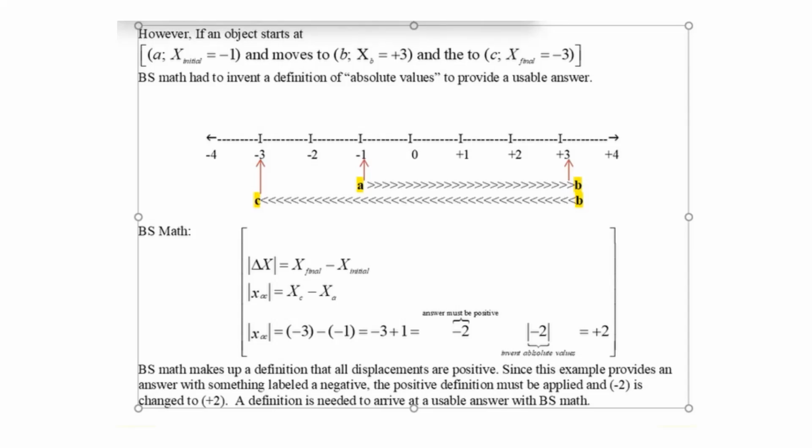So we put a little set of goalposts up here and call it absolute value and change the -2 to a +2. BS math makes up a definition that all displacements are positive. Since this example provides an answer with something labeled a negative, the positive definition must be added and -2 is changed to +2. A definition is needed to arrive at a usable answer with BS math.